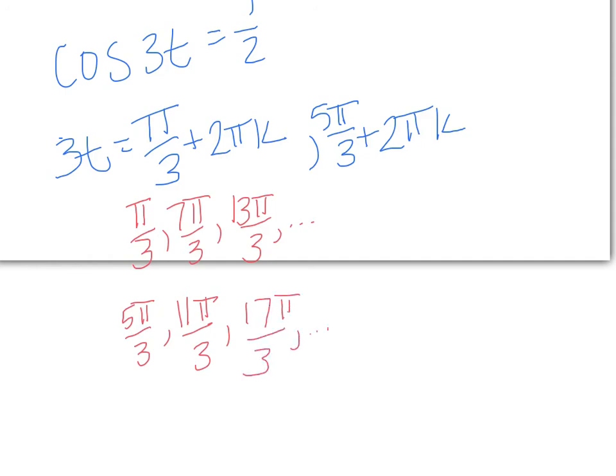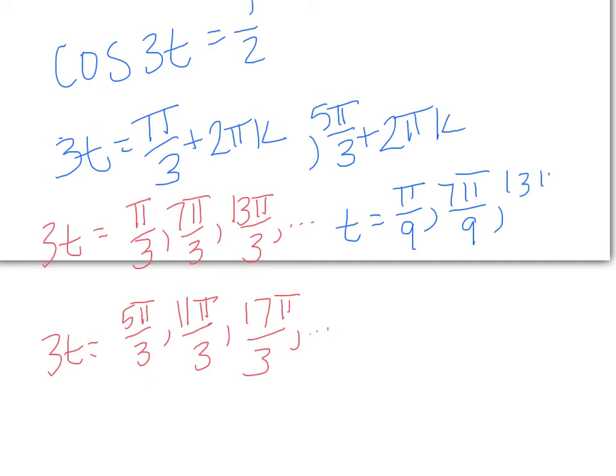And then if I get rid of my 3t, so I divide all these by 3, which is the same as multiplying by a third. So this is still 3t equals. I can go over here and say t equals, that's going to be pi over 9, 7 pi over 9, 13 pi over 9.